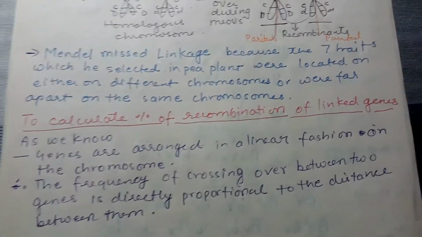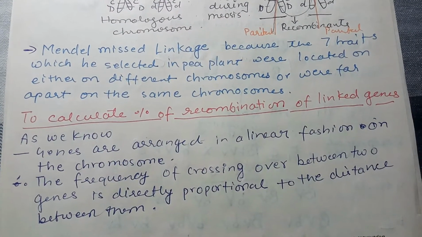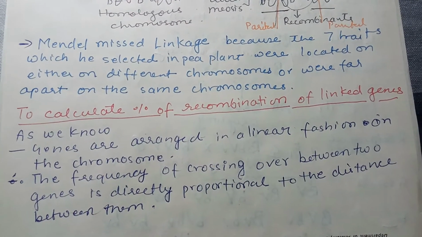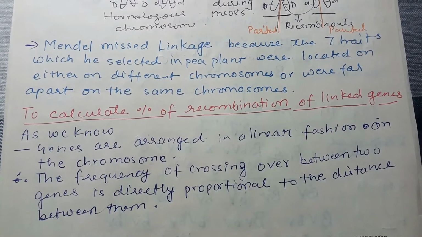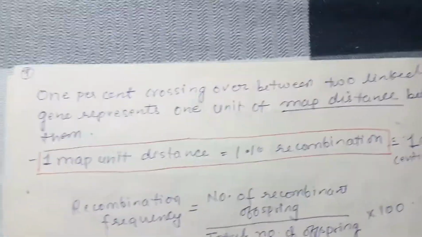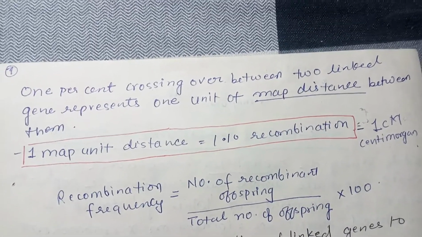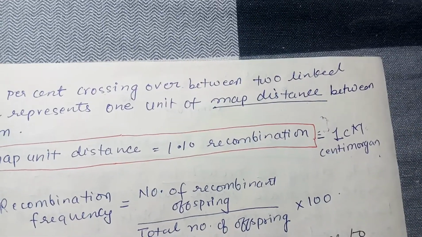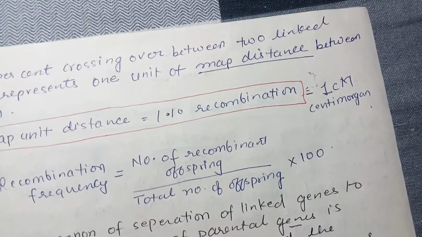Now, how do we calculate the recombination percentage? You should know that genes are arranged on the chromosome in a linear fashion, and the frequency of crossing over between 2 genes is directly proportional to the distance. The farther apart the genes are, the more chances of recombination. 1% crossing over between 2 linked genes represents 1 unit of map distance between them. So 1 map unit is equal to 1% recombination, which is equal to 1 centimorgan. This is the unit we use for gene mapping.